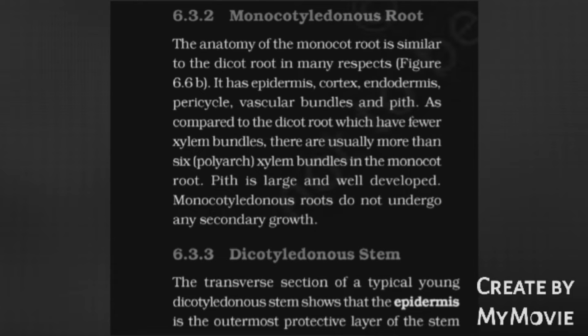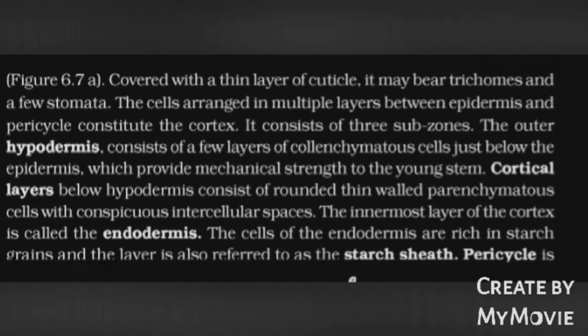Dicotyledonous stem. The transverse section of a typical young dicotyledonous stem shows that the epidermis is the outermost protective layer of the stem, covered with a thin layer of cuticle. It may bear trichomes and a few stomata. The cells arranged in multiple layers between the epidermis and pericycle constitute the cortex. It consists of 3 subzones. The hypodermis consists of a few layers of collenchymatous cells just below the epidermis, which provide mechanical strength to the young stem. Cortical layers below the hypodermis consist of rounded thin-walled parenchymatous cells with conspicuous intercellular spaces.